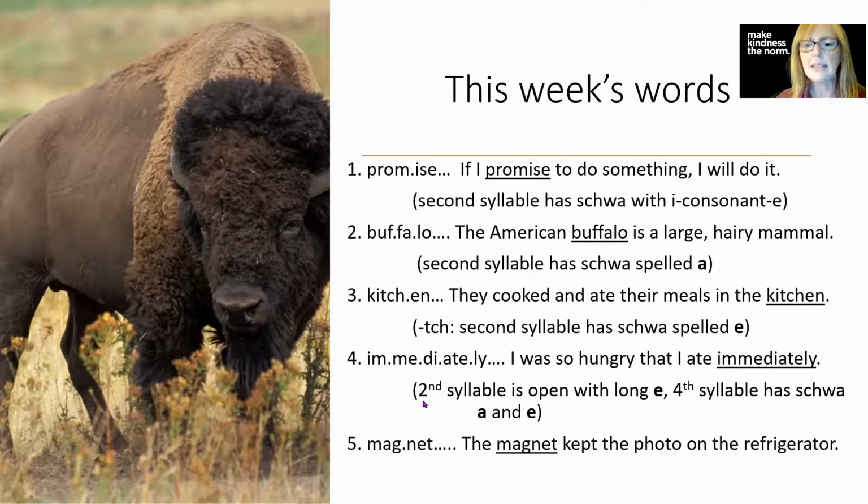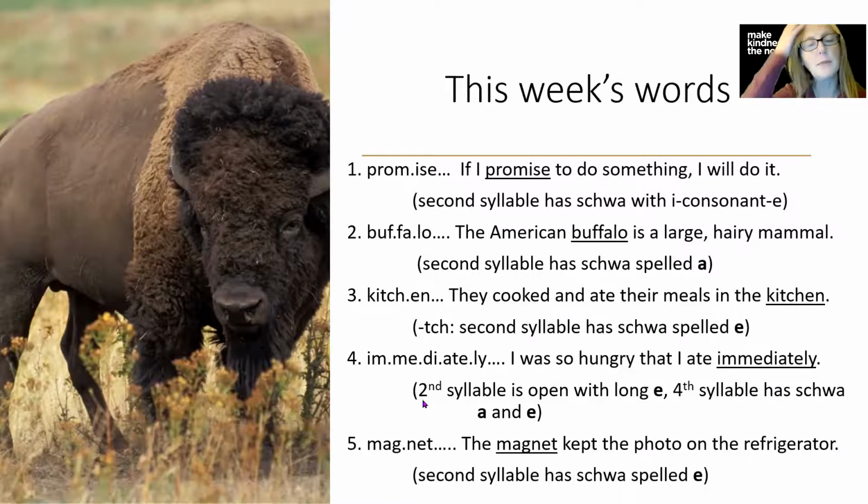Magnet. The magnet kept the photo on the fridge. Mag, I can hear that short A sound. Cat is at the chair. Nut, I hear the schwa. The second syllable has the schwa spelled with the letter E. So you can see that you can spell the schwa in many different ways.